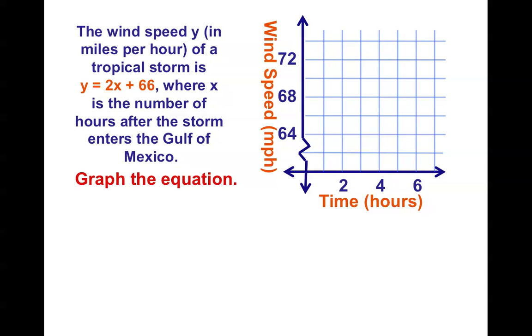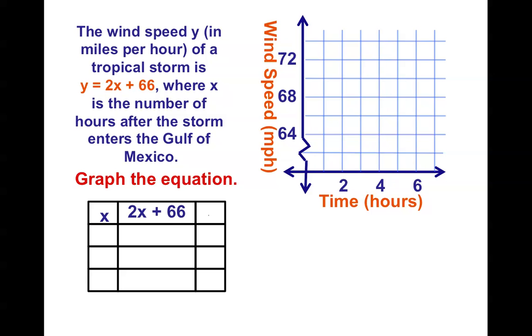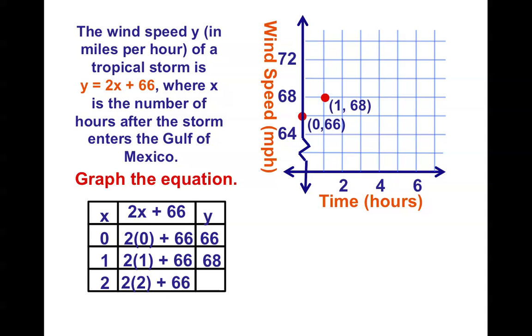When x equals 0, 2 times 0 is 0, plus 66 is 66, and we have our first point. When we put in 1, 1 times 2 is 2, plus 66 is 68, and we get our second point. Put in 2: 2 times 2 is 4, plus 66 is 70. You're going to notice there's a relationship here.